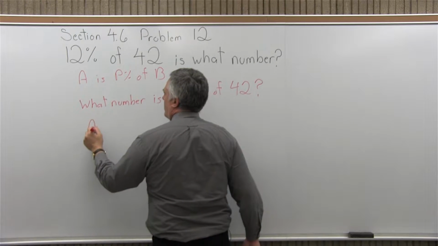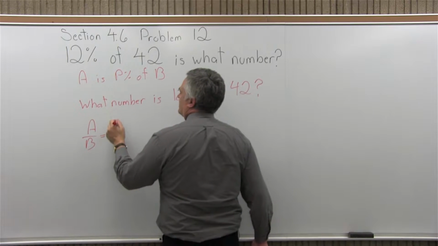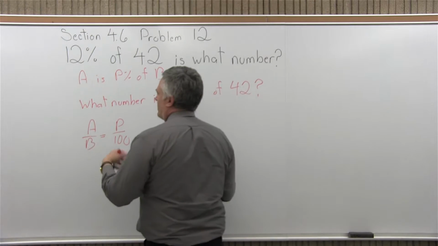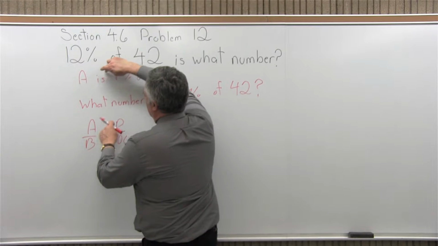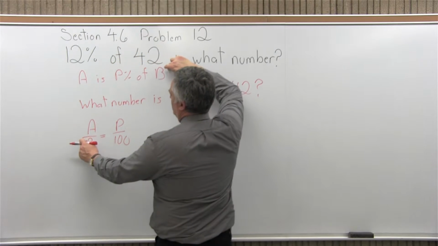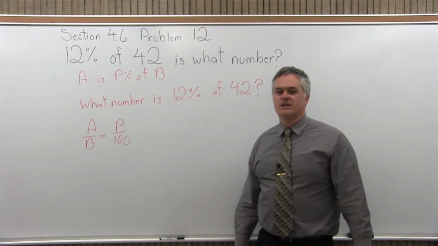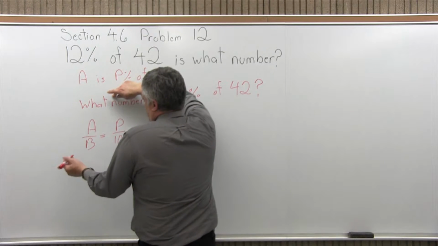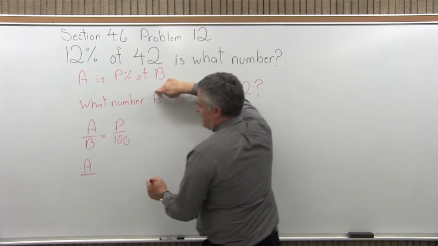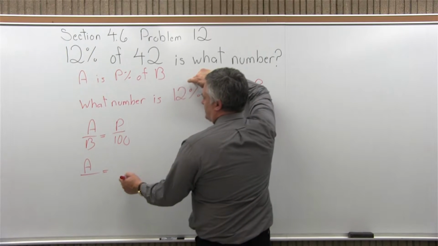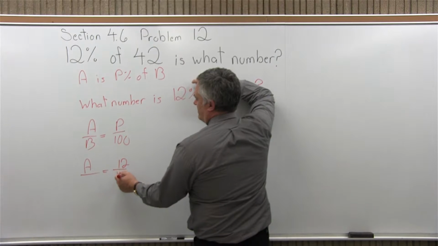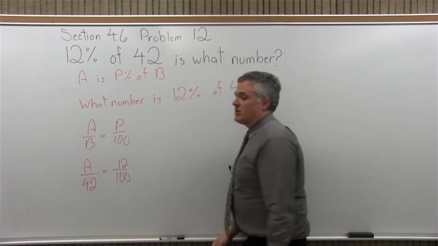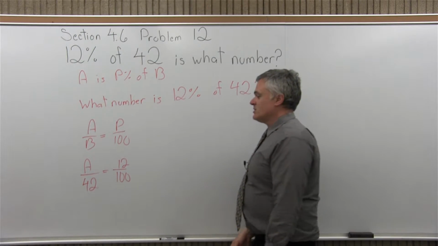Now that it's in the format I want, I set up the formula A over B equals P over 100. That's the trick. And as I fill it in, I go around the circle: A is P% of B. Just start with A and go right around the circle and fill it in, and then solve for the unknown. A, that's the unknown. What number? So I just leave it as a variable. It stays A. Is, that's my equals. 12%, so the P is 12. The percent is 100. The "of" brings you back under the A, and 42. So I have an equation with one unknown part, so I can solve for it.